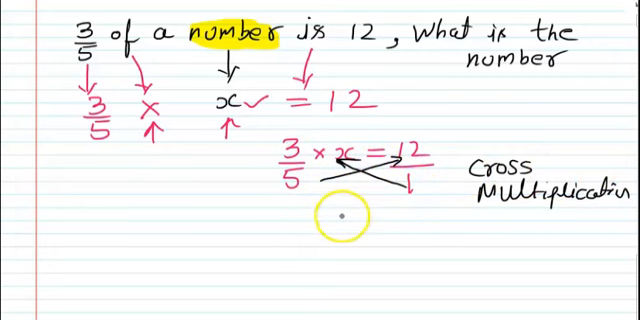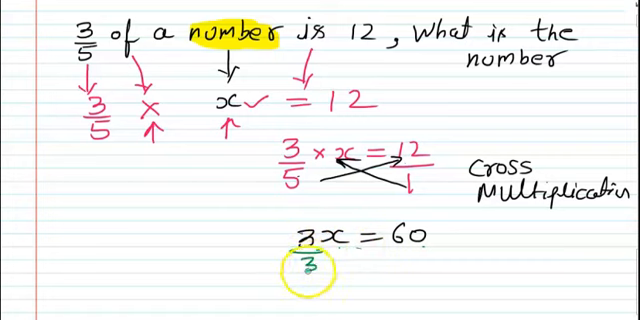Okay, cross multiplication. So when you multiply 1 by 3x, Ekjot, what will you get? 1 multiplied by 3x, what will you get? 3x. Thank you. Because 1 multiplied by any number gives the same number, 3x. And 5 times 12 is how much? 60. Okay, now we want to find x here. See, it is 3 times something is 60. So what should be x?